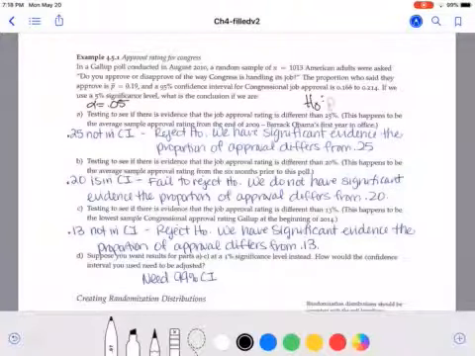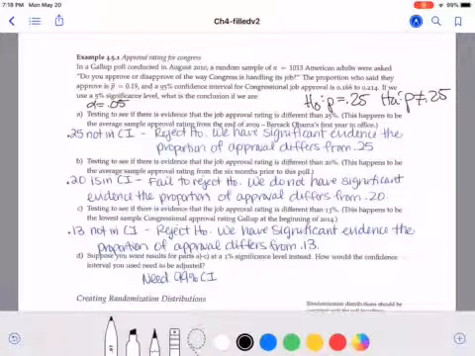In part A, we're testing to see if there's evidence that the approval rating is different from 25%. Think of that as P equals 0.25 versus P differs from 0.25. What we want to know is whether that would be a likely value. 0.25 is not in this interval, so we would reject a null of 0.25. We would have significant evidence of the alternative, which is that the proportion of approval differs from 0.25.